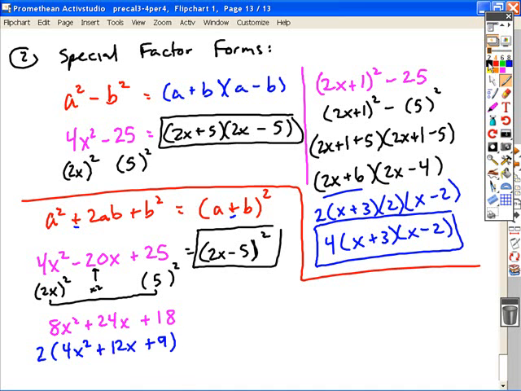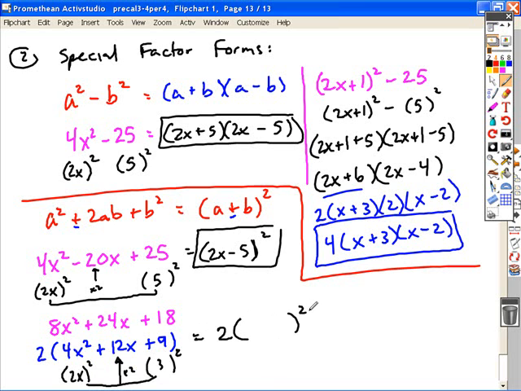Now, does it fit this pattern? Are your first and last terms each perfect squares? Yeah, the first term is the quantity 2x squared. The last term is 3 squared. If you take the product of these two terms and double it, do you get this middle term? 2x times 3 is 6x. Double that, you get 12x. So yes. So when you factor, you leave your 2 out front.